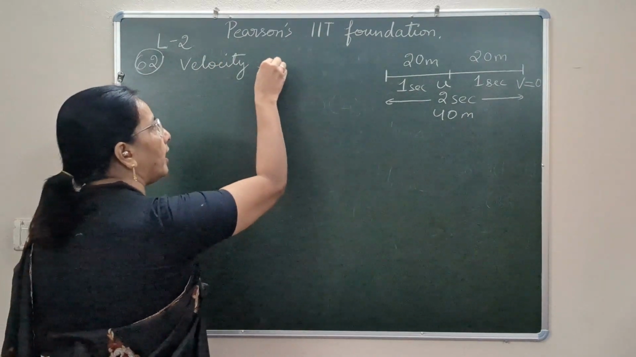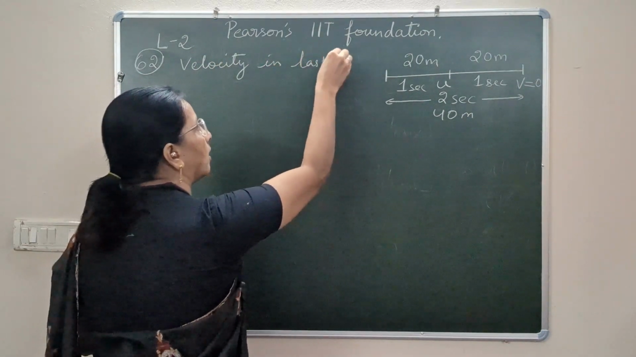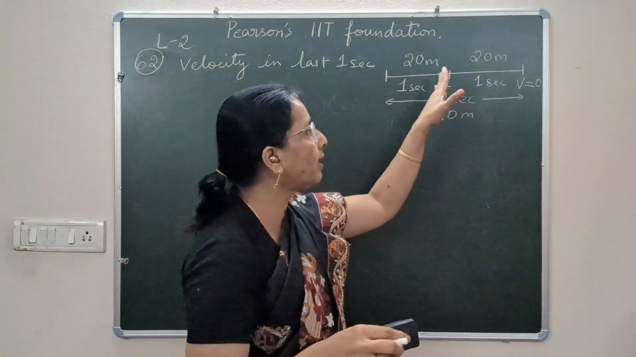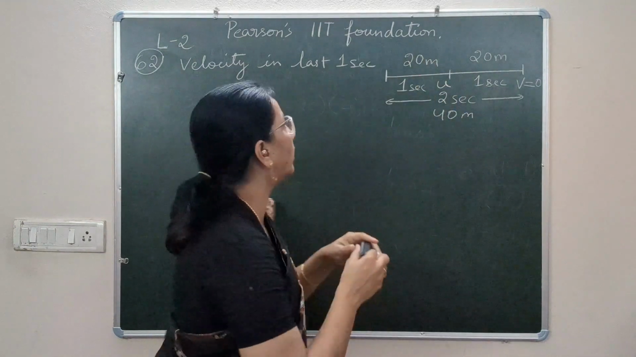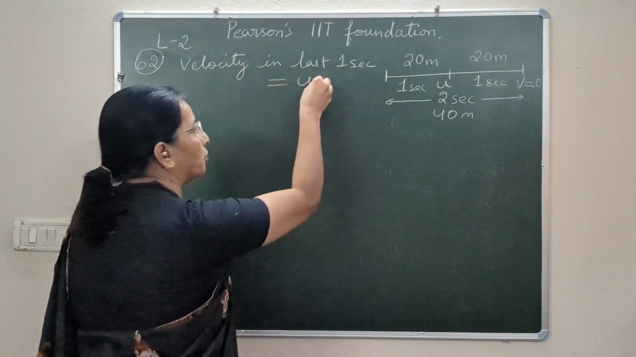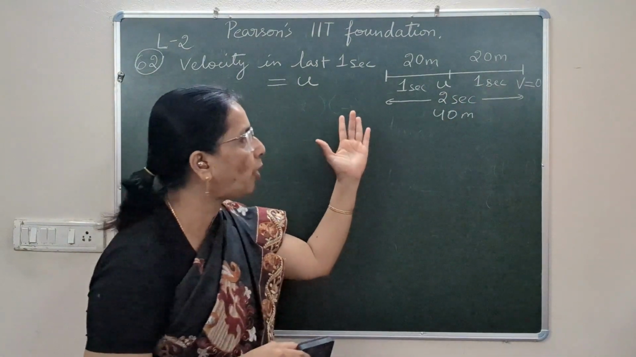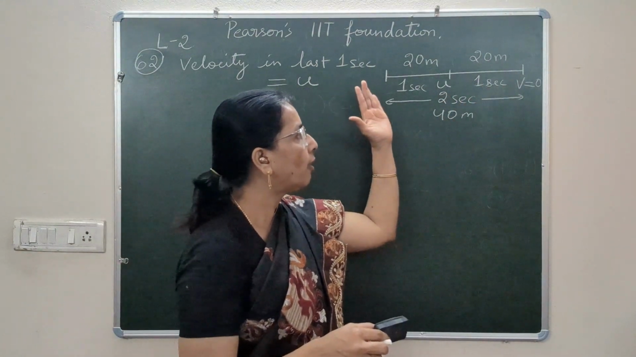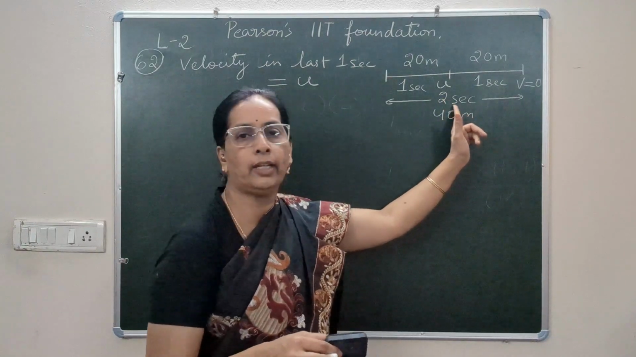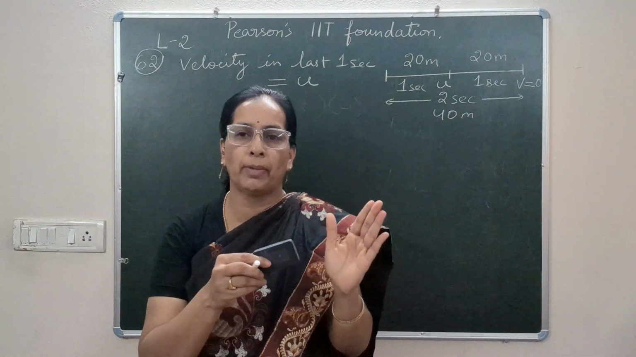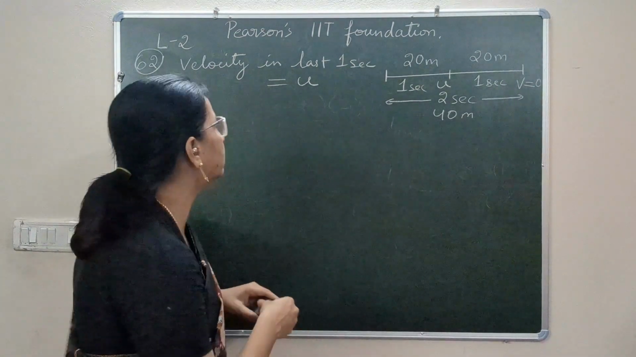We are supposed to find the velocity of the car in the last 1 second. So in the last 1 second, the velocity the car acquired. So we are supposed to find u. First, what we'll do is, because the body is in uniform retardation, 40 meters in 2 seconds means every 1 second the body must have covered 20 meters.